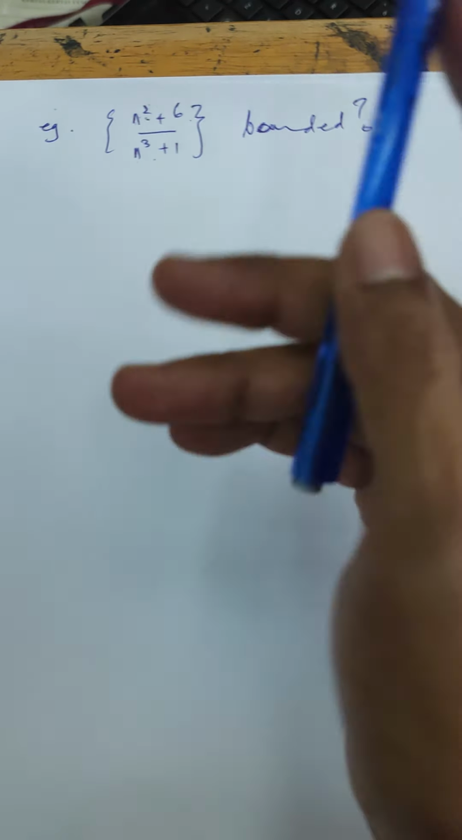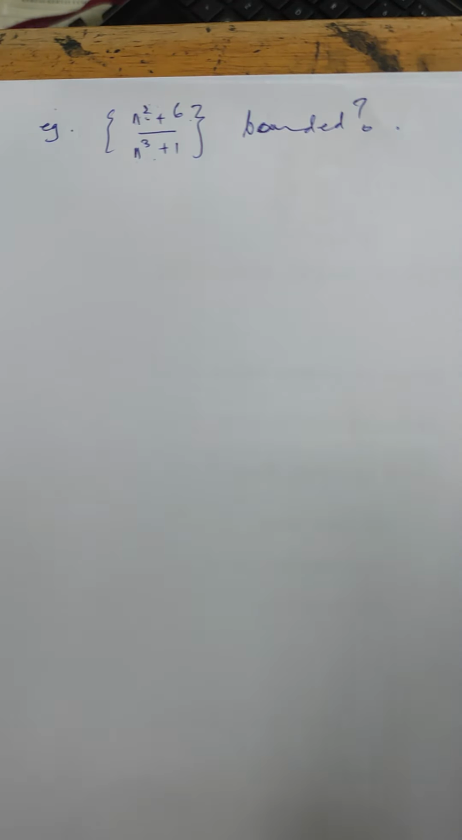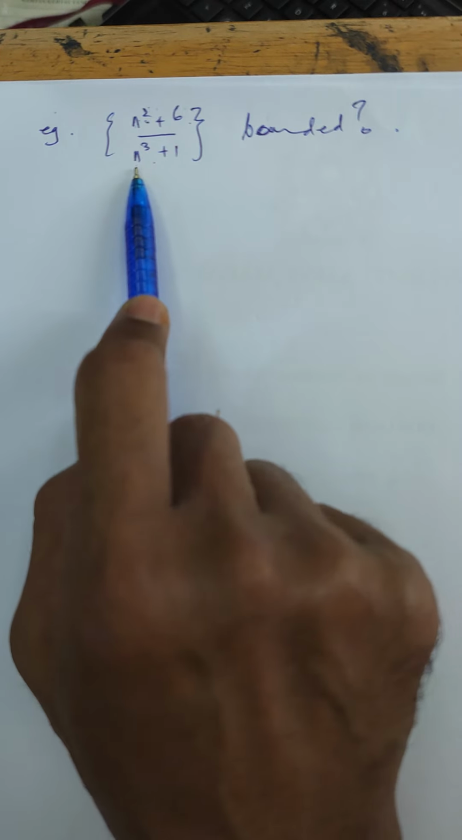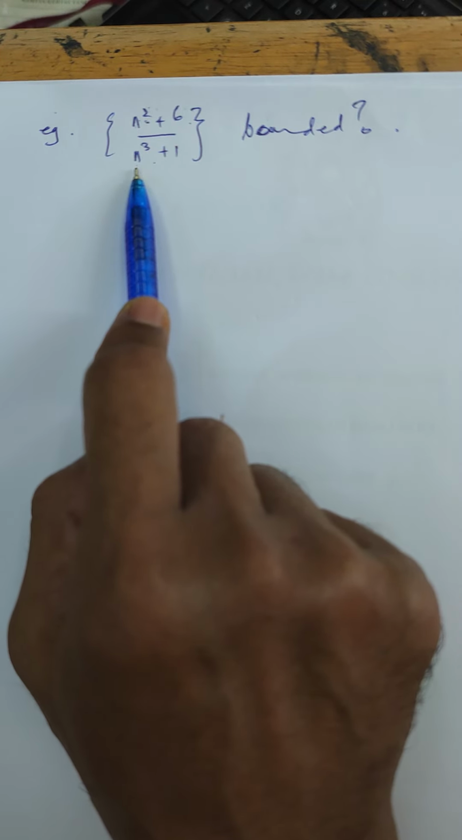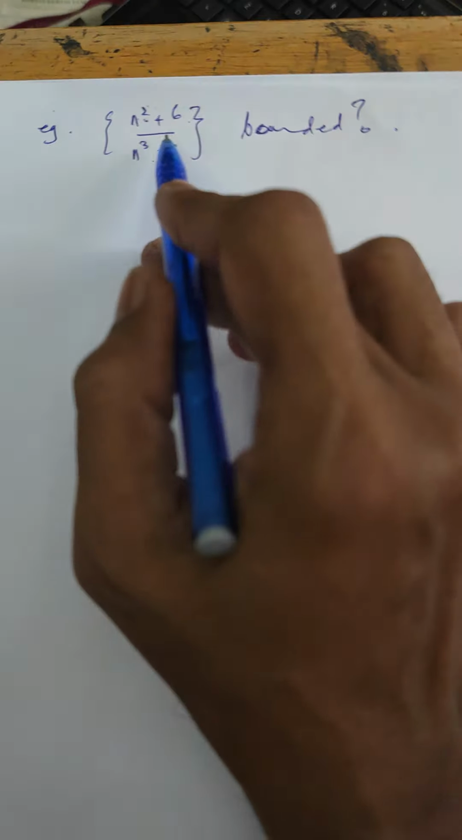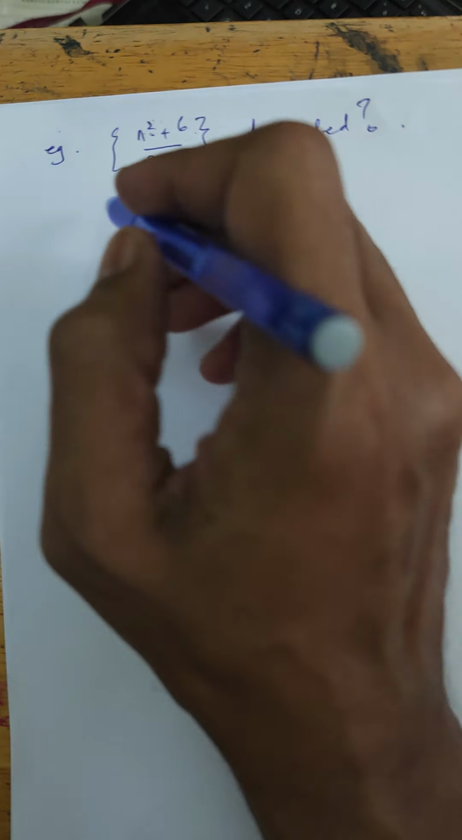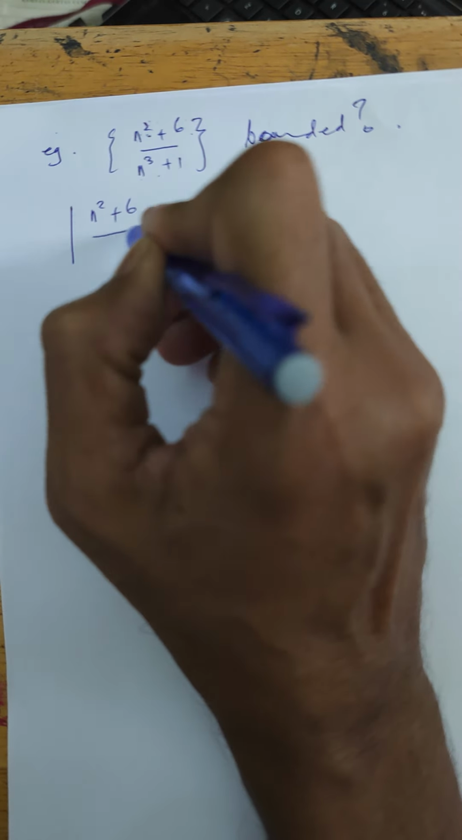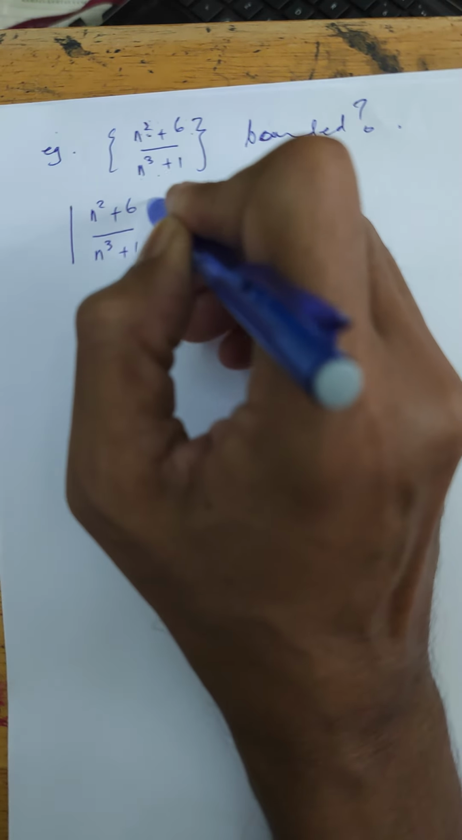And this I don't say meaningless, but the contribution from this part is quite small as compared to n itself. Whereas for n cubed we have n, 1, 9, 27, 81, so it's increasing much faster. But how to find those bounds, if they exist? So now look at the absolute value of those terms. We have (n squared plus 6) over (n cubed plus 1).